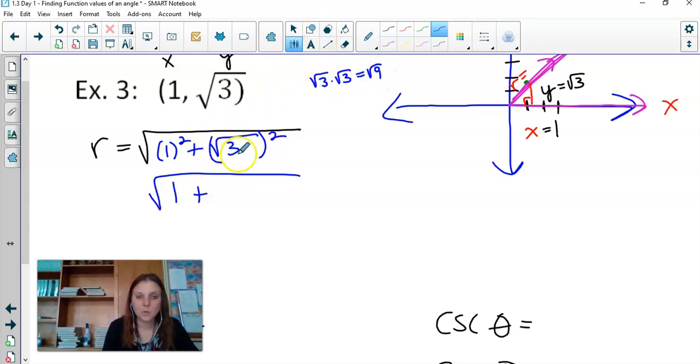So if you take a number that's a square root and multiply it by itself, you just end up with the number. So square root of 3 times square root of 3 is square root of 9. Square root of 9 is 3. 1 plus 3 is 4.